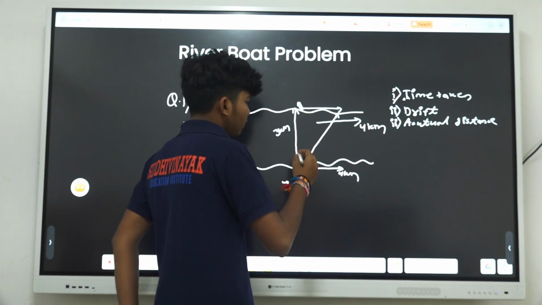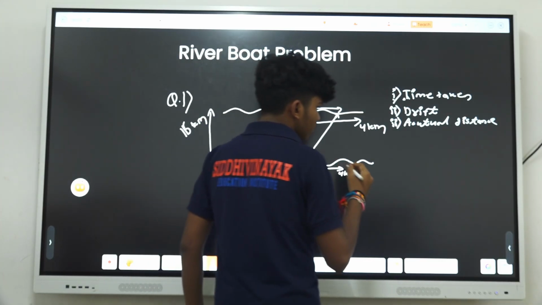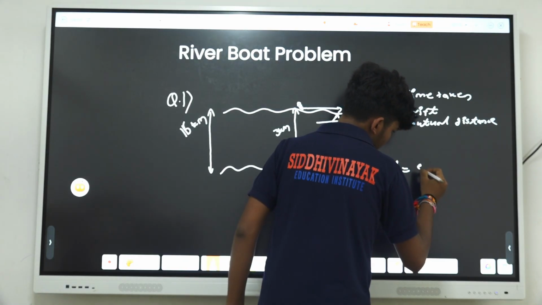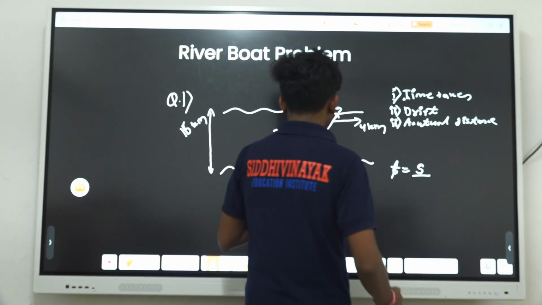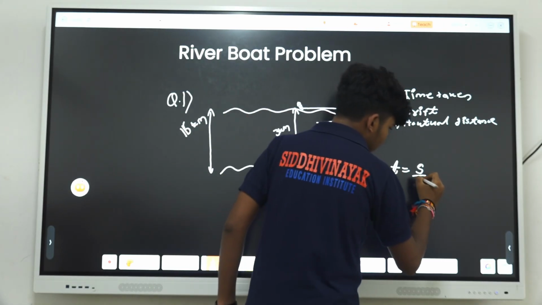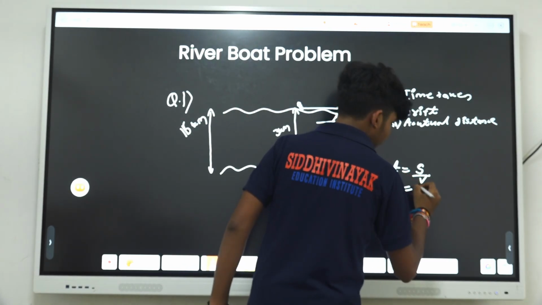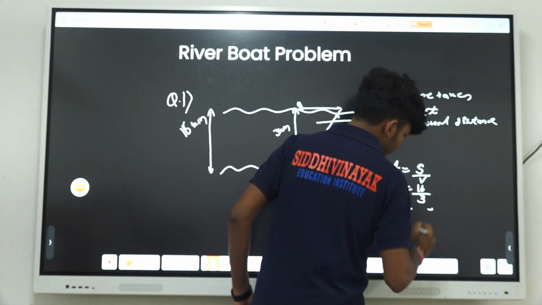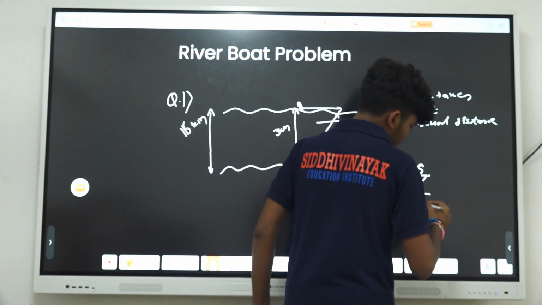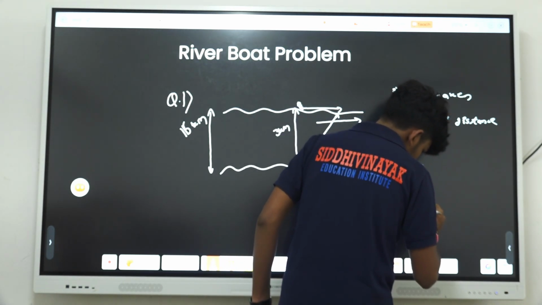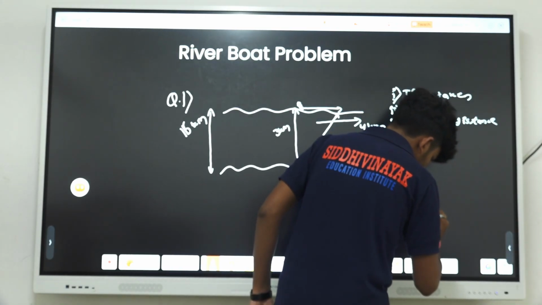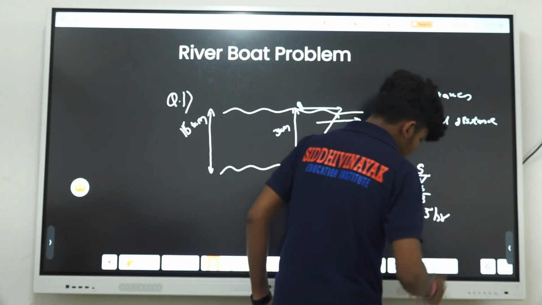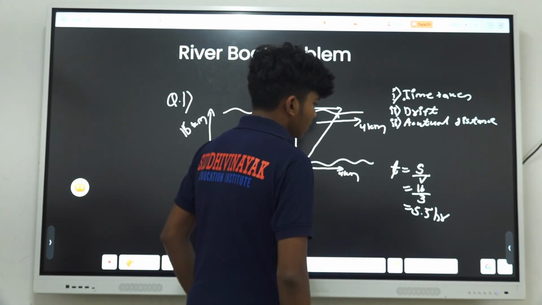The time taken will be easy. The width of the river is 16 kilometers, and the time formula is equal to distance upon speed. We take the speed of the person, so it is 16 by 3, which is 5.3. So he will take about 5.3 hours to swim from this bank to the other. So that is the time taken.